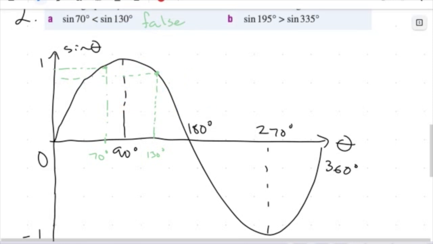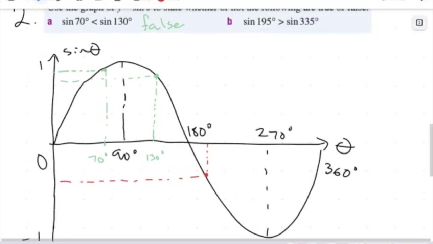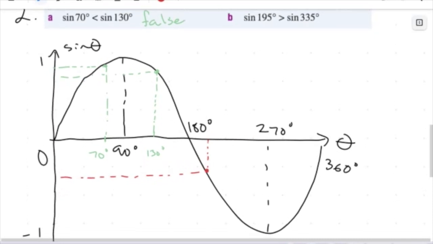I have sine of 195 degrees. Okay, so that's about here. Really close to 180. Let's draw a line there, and I'm going to stretch this along to here. Okay, and I have sine of 335 degrees. So quite close to 360. So 335, let's say that sits around here. So I draw it down, and then I go across to see what ratio this gives me.